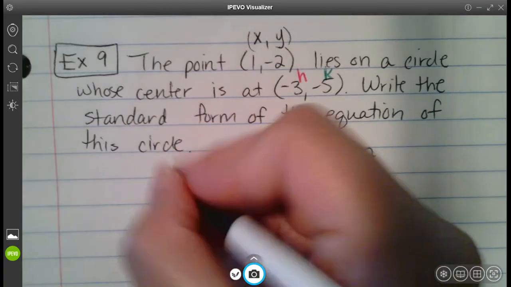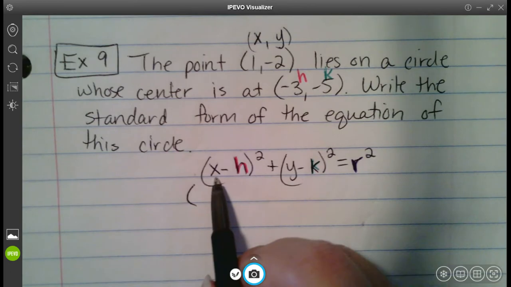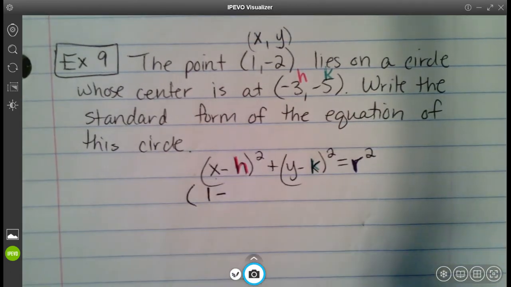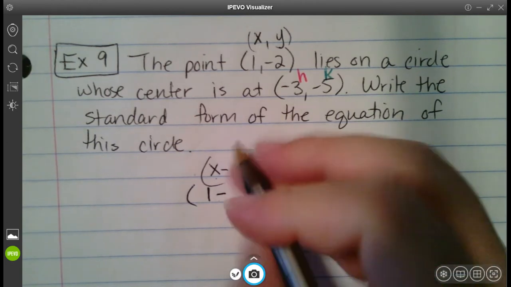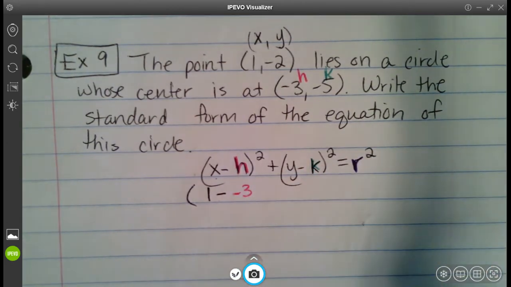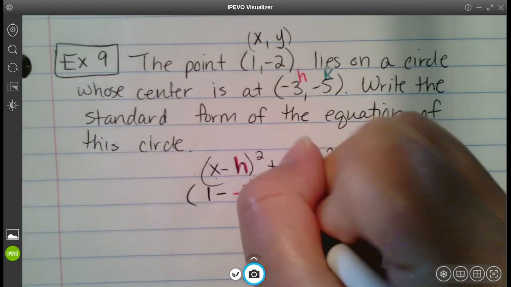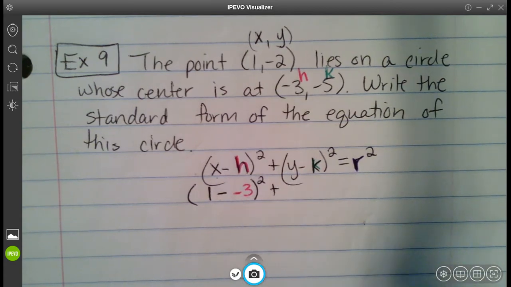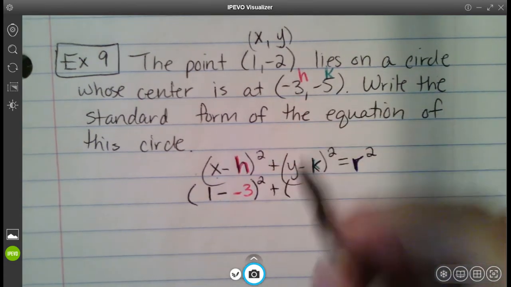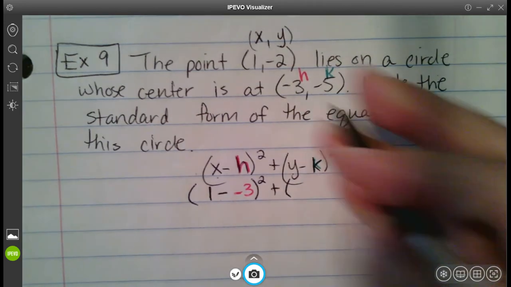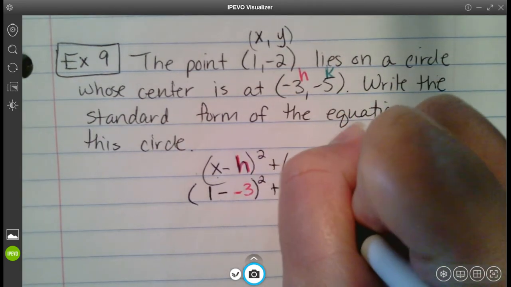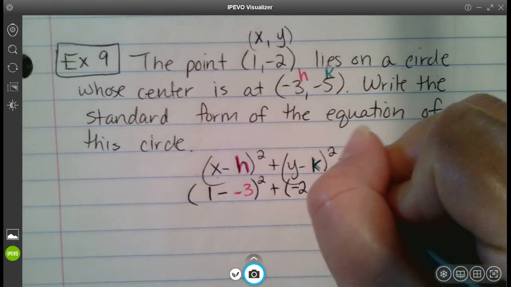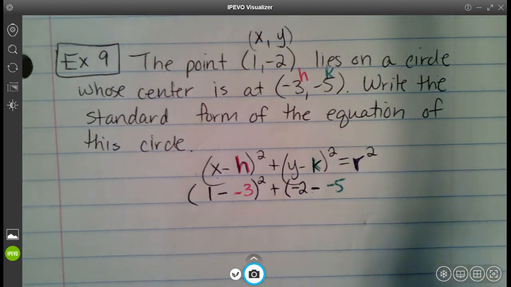Okay, so let's start off with that. We have our X is going to be 1 minus our H is -3. So I'm going to go ahead and put that -3 right there. Be careful here because remember there is a minus. So minus, just copy it down, -3. Then we have our y value. So our y is -2. Again, minus the k value. And our k value is -5. And this is all squared.